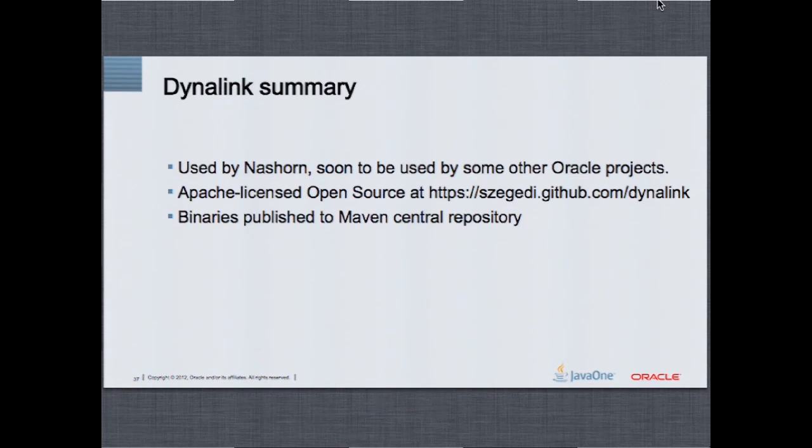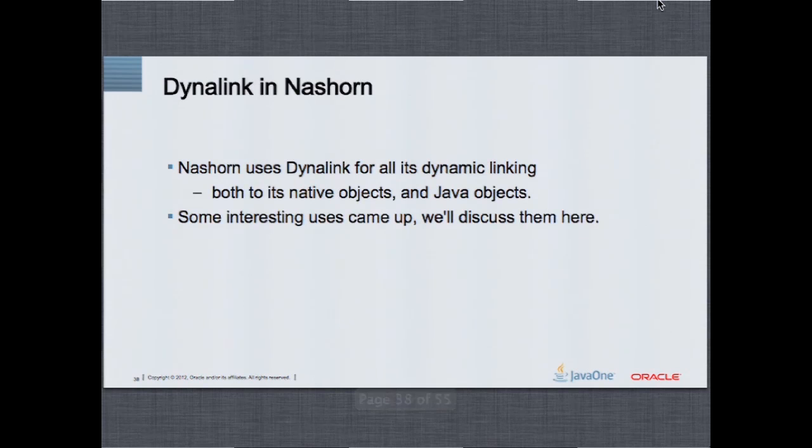So, in summary, Dynalink, we use it in Nashorn. There is quite wide interest to be used in other projects within Oracle as well, where languages are being implemented. It's Apache licensed open source. You can get it at this URL. I'm publishing binaries to Maven Central Repository. I'm publishing snapshots as I go, so you can always just grab it and use it. Which brings us to the final topic, as in how do we use Dynalink in Nashorn?